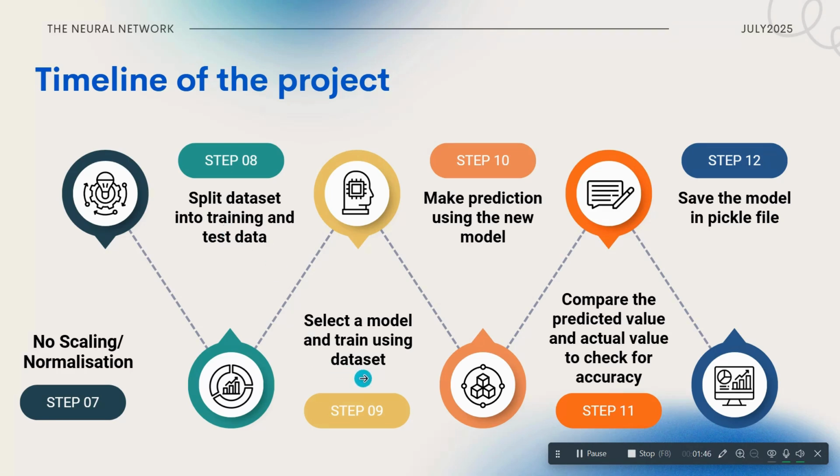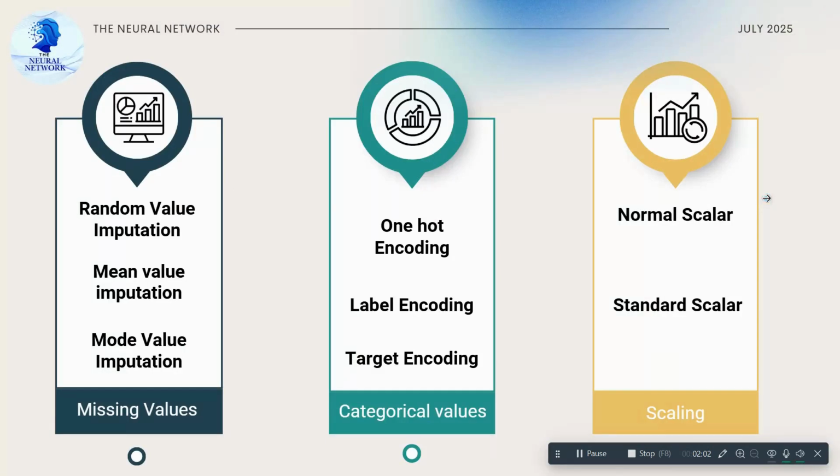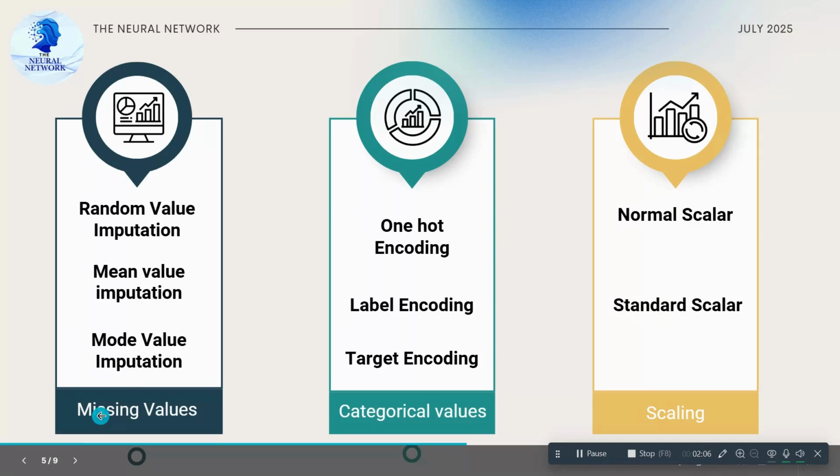After that, we have to select a model and train that model using our dataset. We will then make the predictions. We will compare that prediction with the actual value and check for the accuracy. After we are satisfied, we will save the model in a pickle file. In this program, we will be seeing how to handle the missing values, how to handle the categorical values, and how to do the scaling.